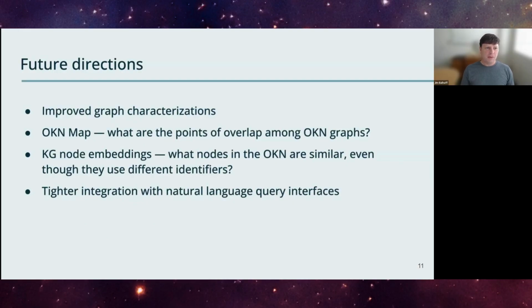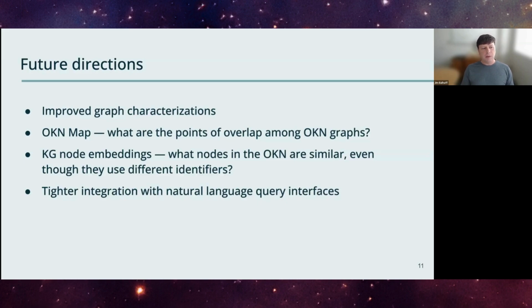So I'm going to finish with a few future directions for FRINK, things that we're currently working on. So one of these is improving our graph characterizations to better describe what's in each graph. And then to build on that, we're creating something called the OKN map. And so this helps users define what are the points of overlap among OKN graphs. What vocabularies do they have in common? What kinds of entities are shared among them?